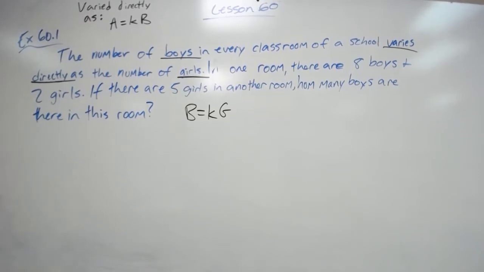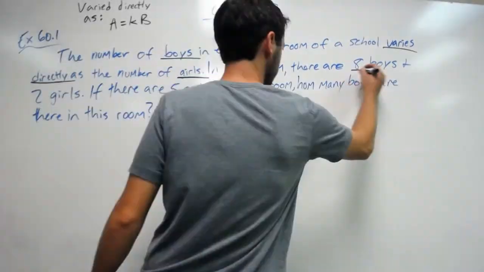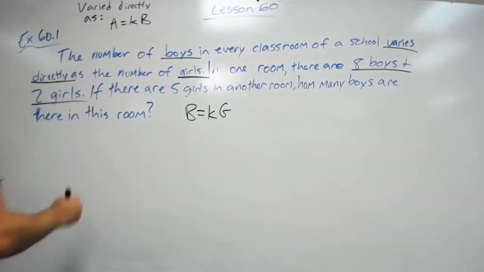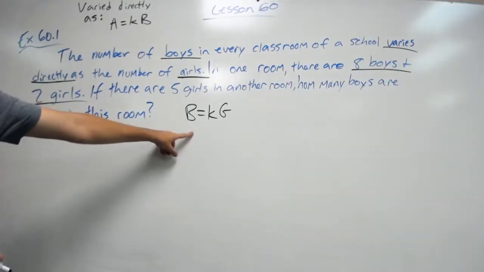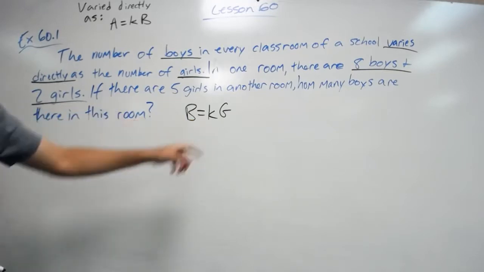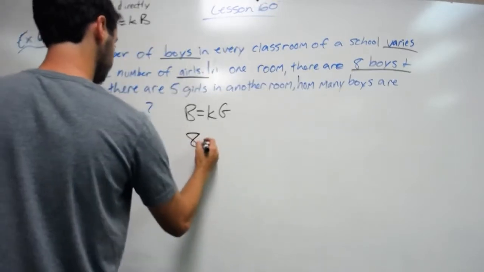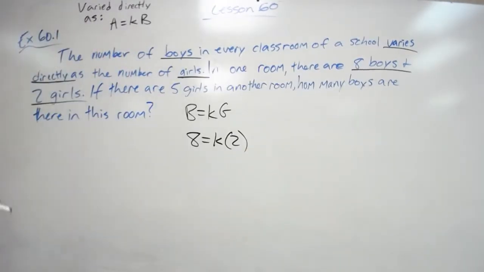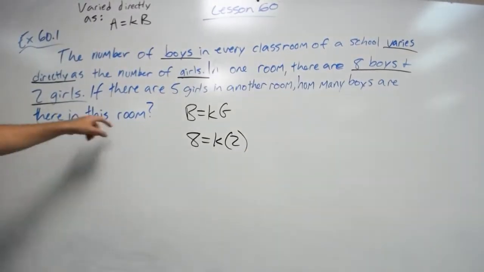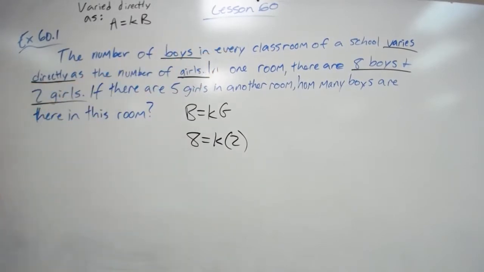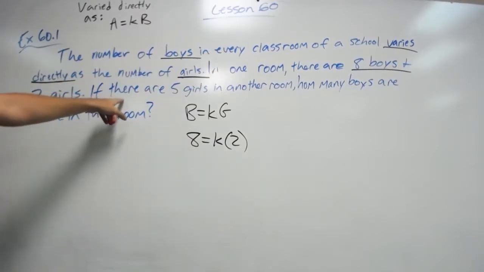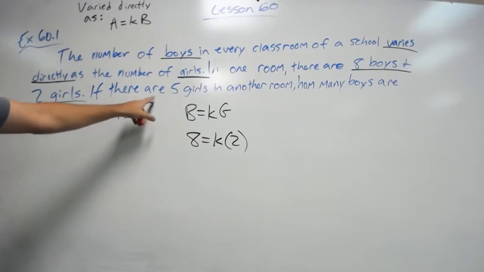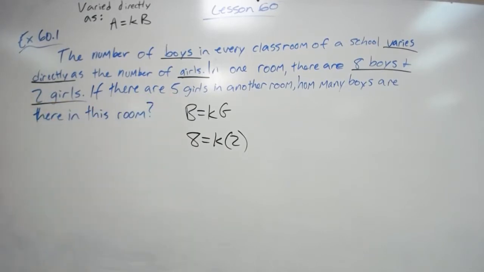Then it says in one room, there are 8 boys and 2 girls. So let's plug those in for our boys and girls variable. 8 equals K times 2. We have 2 girls, 8 boys. Then it says if there are 5 girls in another room, how many boys are there in this room?